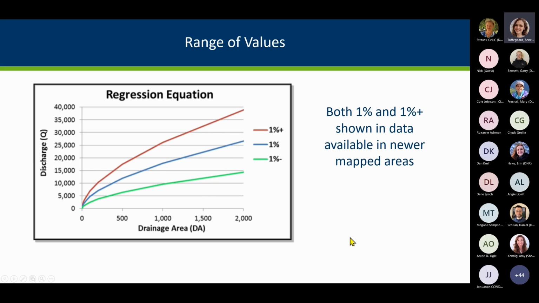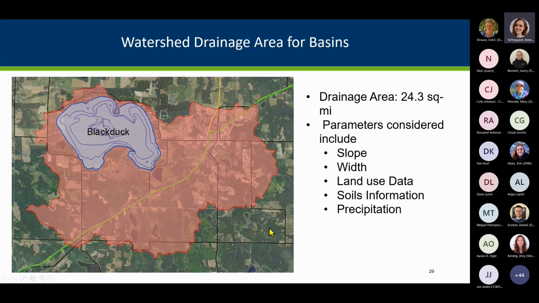The next slide is going to show us that StreamStats gives us a range of values. So it works off of, I think, a 95% confidence interval, and the red line here shows the upper limit, which is called the 1% plus. And then the green line is showing the lower limit, 1% minus. And when we're doing flood mapping, we generally will map the 1% chance storm as well as the 1% plus storm in some of the newer mapped areas. And I think Ceil's going to take over now to talk about how to do some hydrology in lakes and basins.